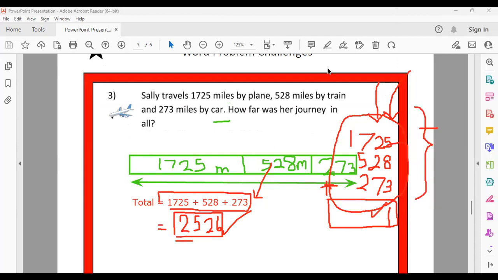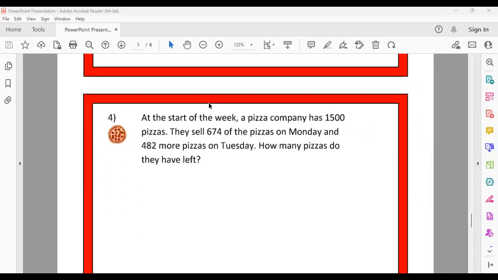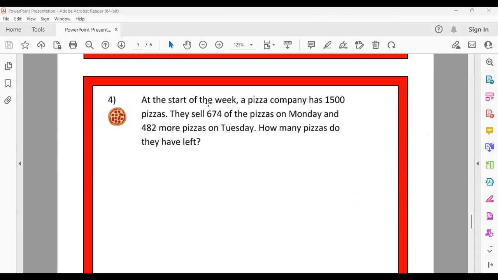All right. Next question will be, can I have Famida? At the start of the week, a pizza company has 1,500 pizzas. They sell 674 of the pizzas on Monday and 482 more pizzas on Tuesday. How many pizzas do they have left?